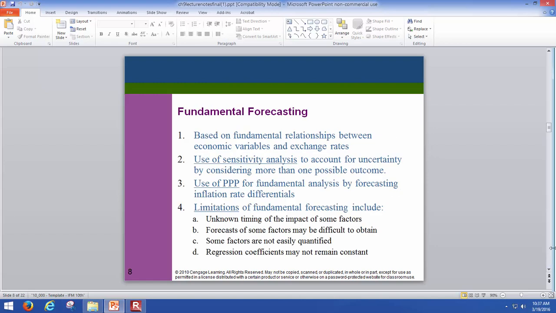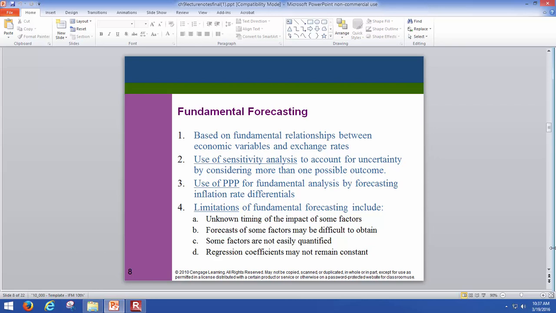Now, what is fundamental forecasting? Fundamental forecasting is based upon fundamental relationships between economic variables and exchange rates. So in chapter 2, we talked about several variables that can affect the exchange rate. Some of these are inflation, interest rates, the GDP, expectations, and government controls. All these we can use to make some predictions regarding the exchange rates.